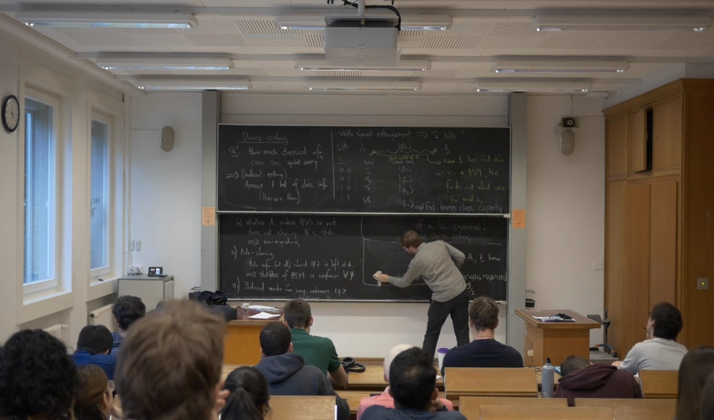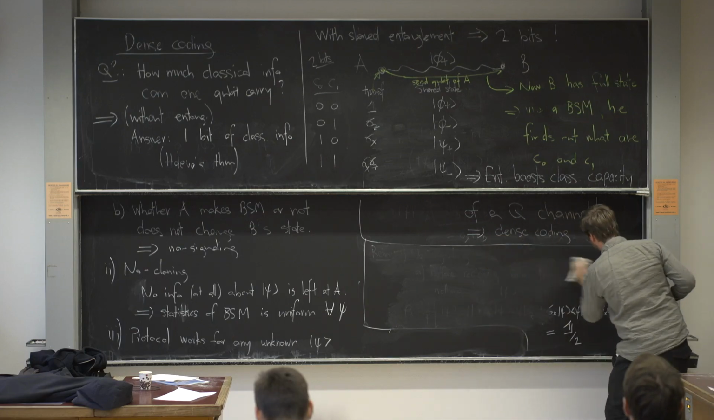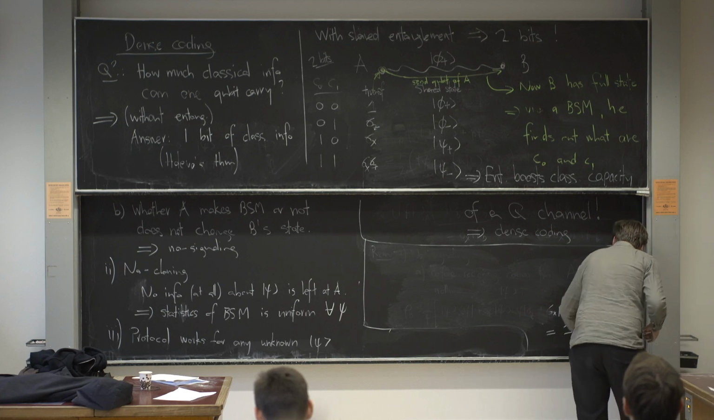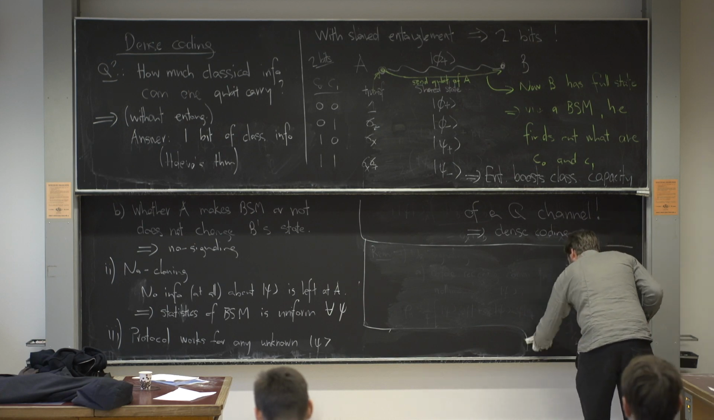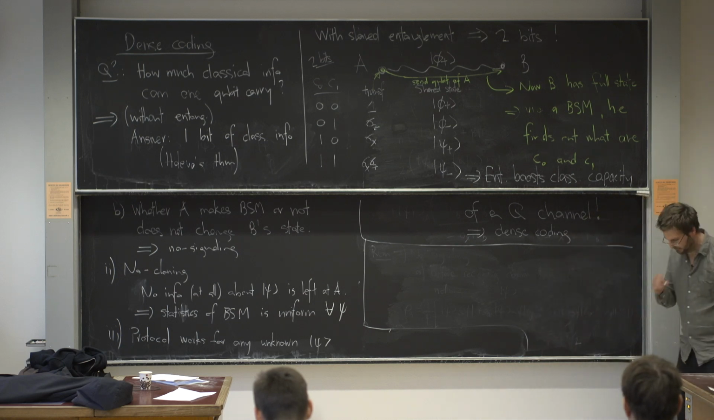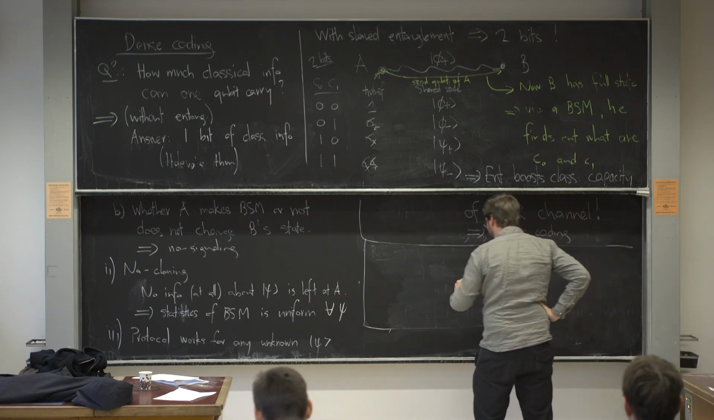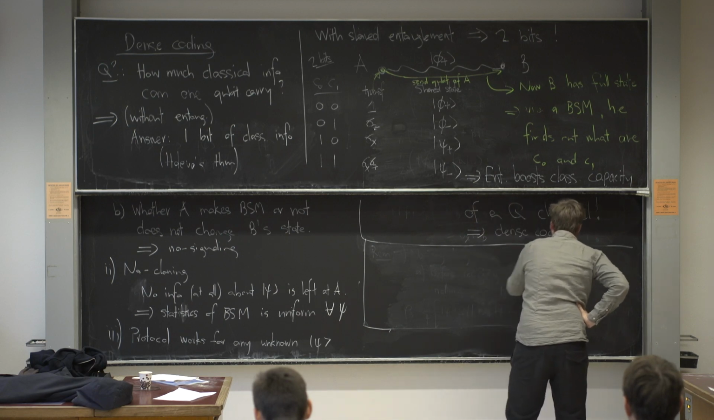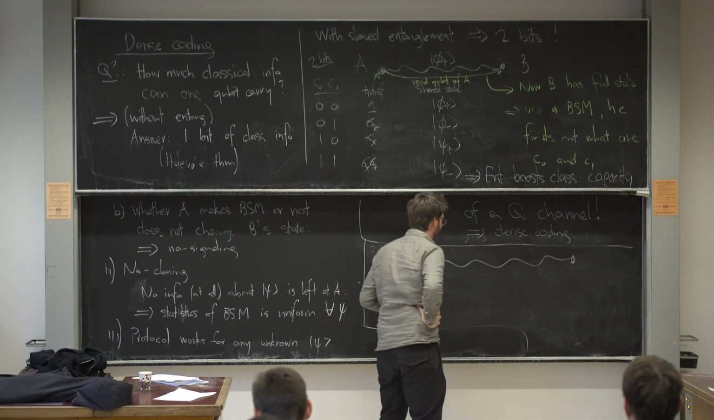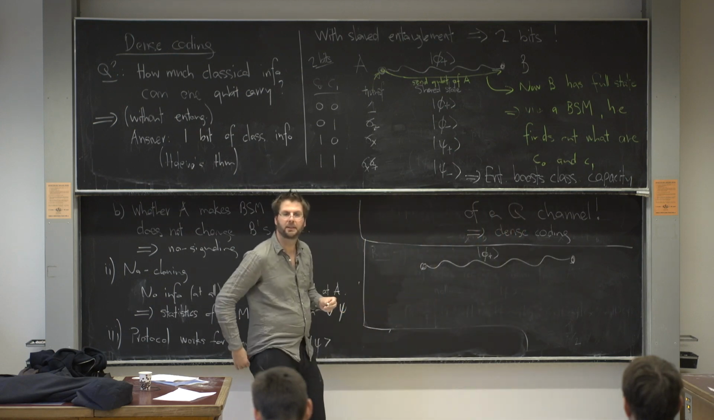Let's see if I remember the argument correctly. But the argument has to do with dense coding. Let's see, am I able to do it now or not? Yes, I think I'm able to do it. So I want to do dense coding. I have this phi plus state that I will use for dense coding.